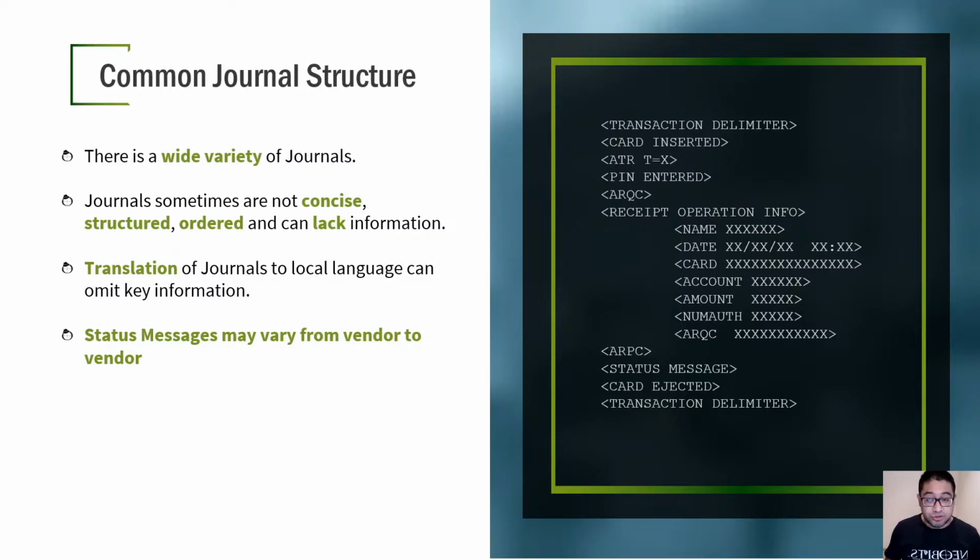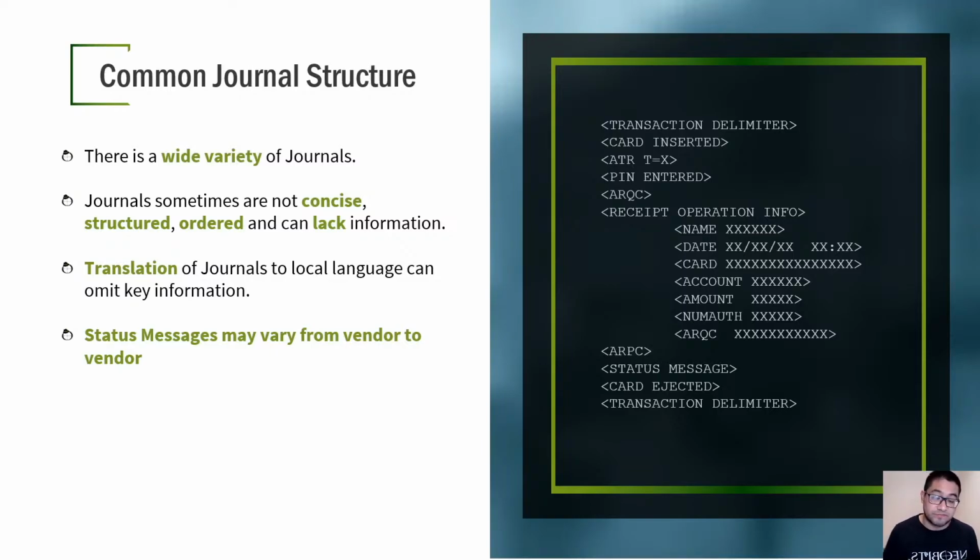But we will try to understand how a journal is structured. What are the parts that are most important to us? Even if the journal differs from journal to journal, we will try to get the highlights or the key parts that we need to learn to detect transaction reversal fraud.